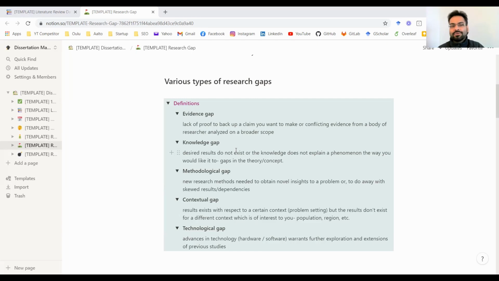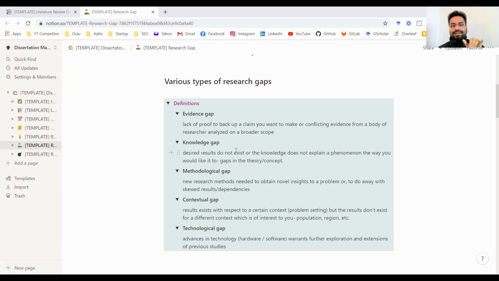This might be relevant to other studies as well, but survey-based studies are a very intuitive example for something like this. Technological gap. So you see hardware and software around the world, there are new advances in it every once in a while, right? So there are new phones being released, new cameras being released, new software coming up, new tools coming up. So that leads to a technological gap.